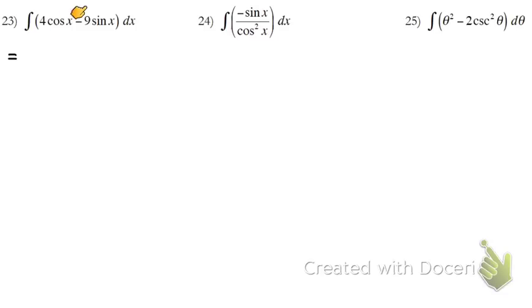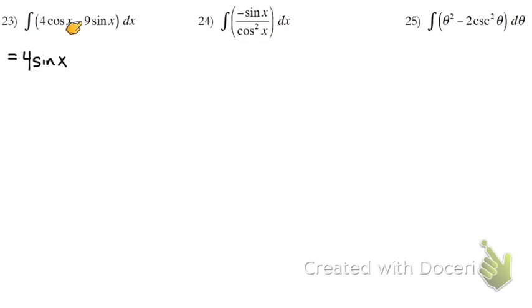So the 4 is just a constant multiple, the 9 is just a constant multiple. And then we're adding two functions together. So when we take their integrals, we take them individually. So the first one I'll deal with is 4 cosine of x. The integral of that is 4 times sine of x.